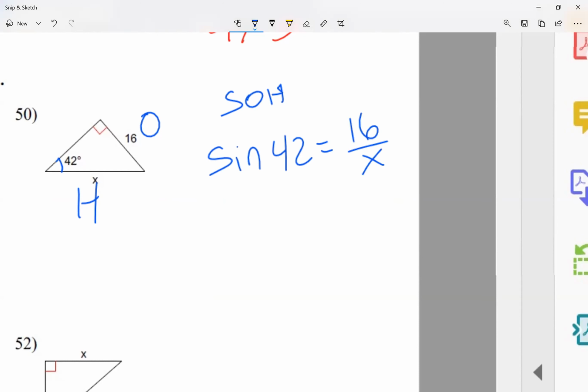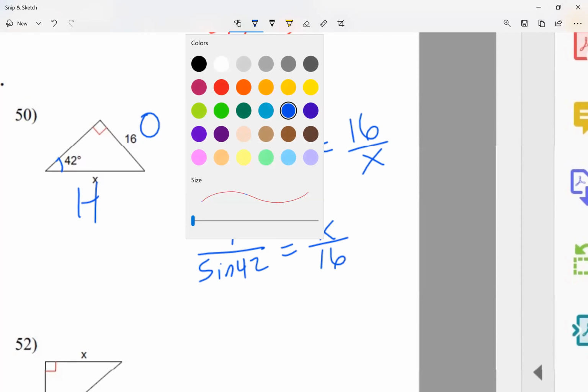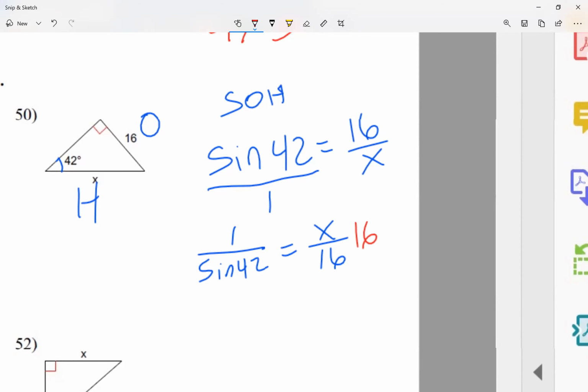It was nice when the x was on top, but in this case, it is not. So I'm going to show you guys a trick. The left side, let me make it into a fraction. I'm going to make both fractions, and then I'm just going to flip my fractions. So I have that 1 over sine of 42 is equal to x over 16. I like to have x on top because it's easy to deal with x. Now that I have the x on top, let me multiply both sides by 16. So on my fraction, let me put my 16 on top. So I have that x is equal to 16 over sine of 42.